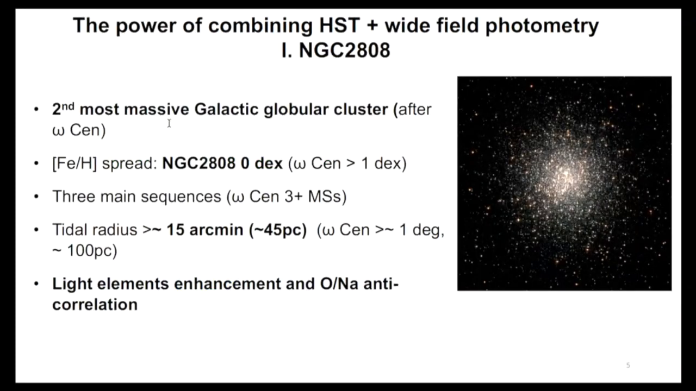So the first cluster I will present results on is NGC 2808. This is the second most massive cluster in our galaxy, and it doesn't have any iron spread, like a typical globular cluster. But HST photometry showed that the main sequence of this cluster was split into three different sequences, thought to be different because of their helium abundance. It shows the typical light element enhancement and oxygen-sodium anti-correlation of globular clusters.